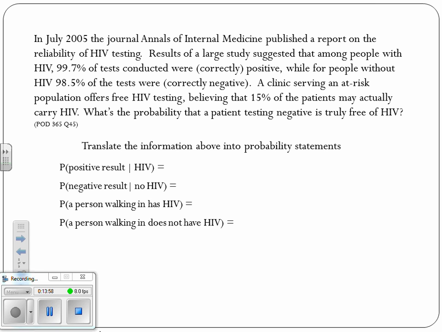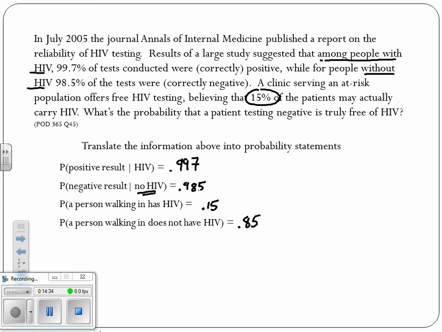If they have HIV, among those with HIV, so out of that subgroup, 99.7% of the tests, so the probability that they test positive given that they have HIV is 0.997. If they do not, out of that group without HIV, a negative result is 0.985. And then the other probability, we think that 15% of the people have HIV, which means that 85% of the folks walking in do not.